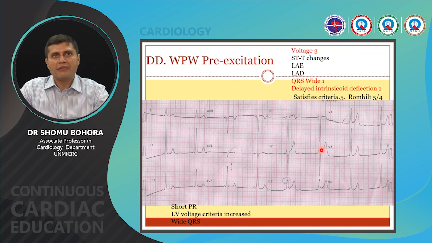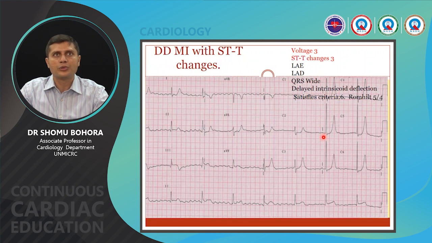Differential diagnosis of LVH would be pre-excitation. You can see here the PR is normal, narrow as compared, so it is less than 120 milliseconds, and you can have higher voltages in the lateral leads which may actually give you a false LVH. So if you have such patients with increased voltage, see the PR interval, and if it is actually less, then you should think of a WPW.